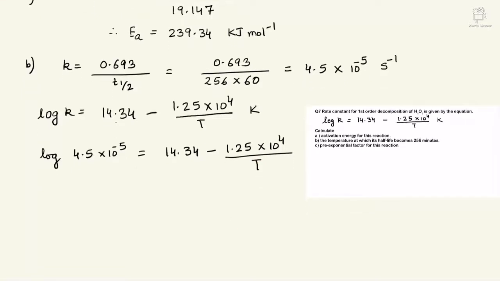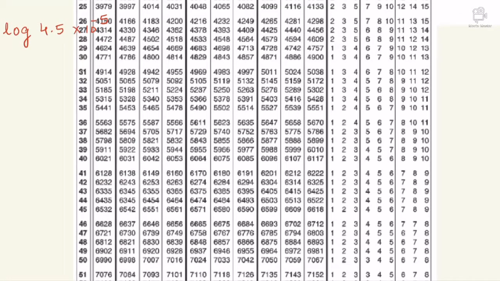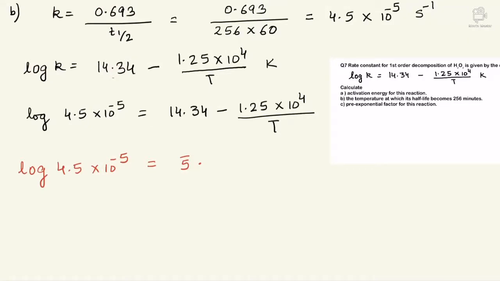But again, the real sore point is the log. So again, I'm going to teach you how to solve the logarithmic bit of it. So log of 4.5 into 10 to the power minus 5. So here again, see 45 to be seen under 0, right? So 45 under 0, what do you get the value? 6532, correct? This is again from the log tables. And what about the minus 5? That becomes the characteristic. So my log of 4.5 into 10 to the power minus 5. Now this minus 5 becomes bar 5, and 45 under 0, we got it as 6532.